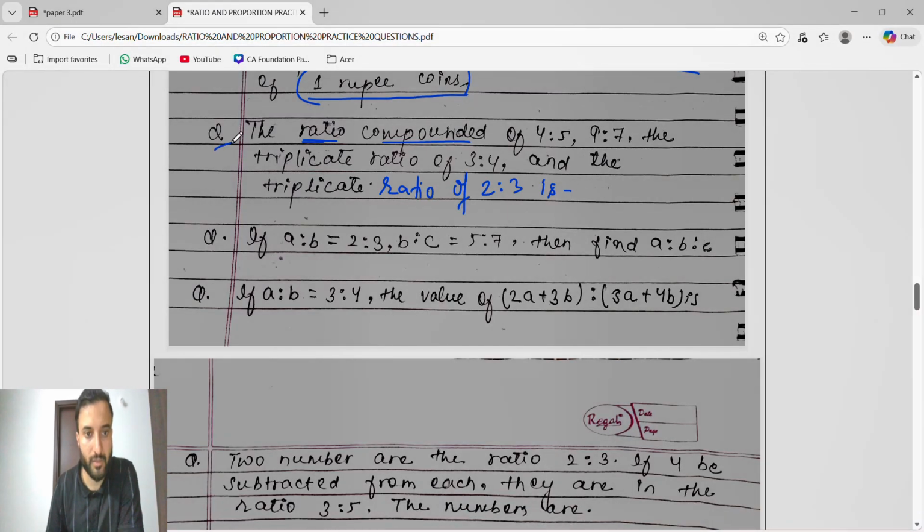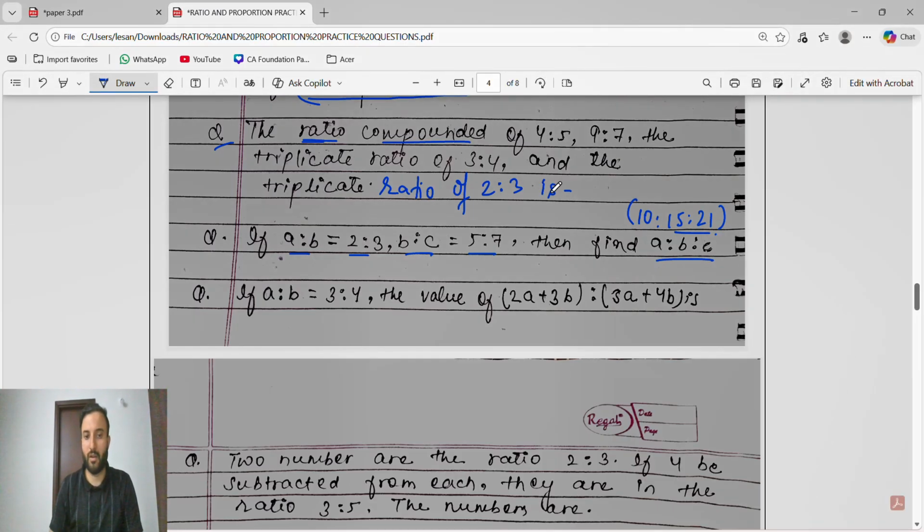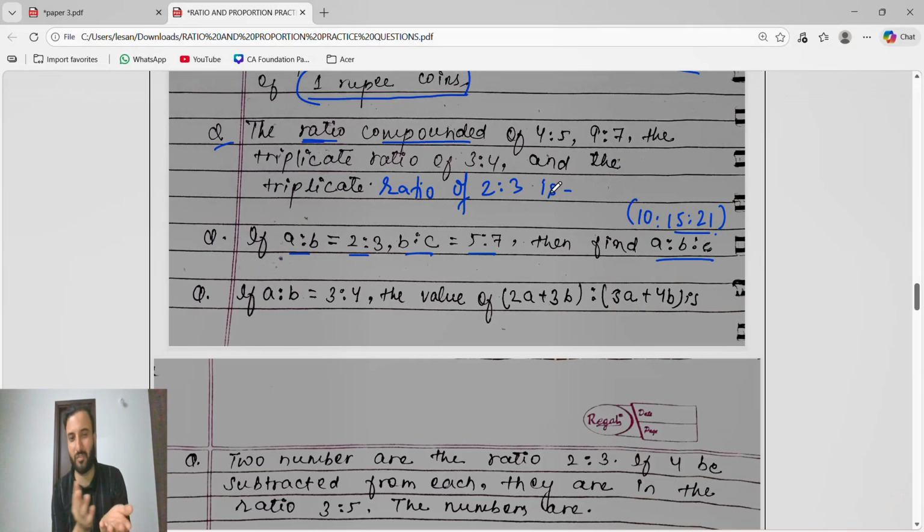Okay, this is done. Now a is to b is this much, b is to c is this much, then find a is to b is to c. Same continued ratio, you know how to find the continued ratio, right? A is to b is 2 is to 3, b is to c is 5 is to 7. You have to find a is to b is to c. I will just write down the answer: 10 is to 15 is to 21. This is how we will find the continued ratio. Already guys, we did 4 to 5 sums on how to find the continued ratio, correct? So use the same method, we will find the continued ratio.